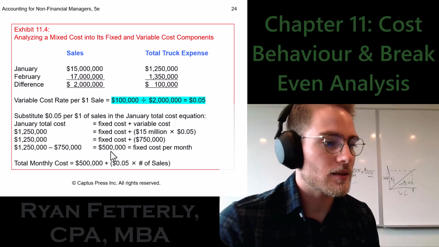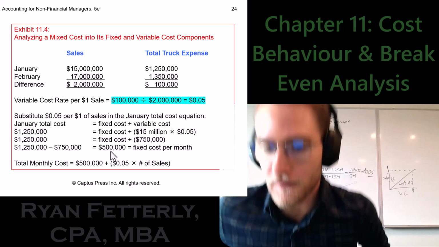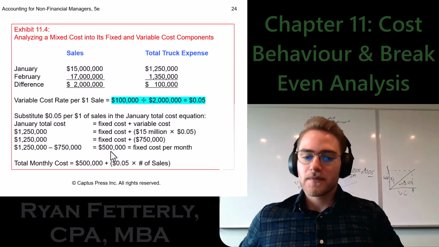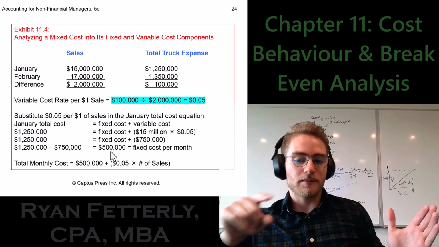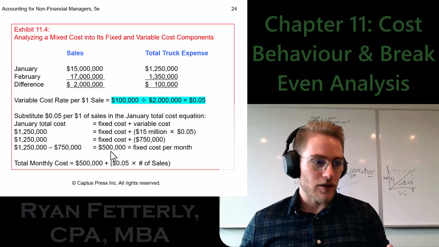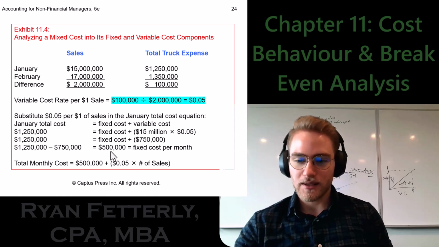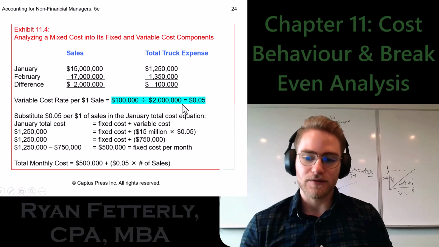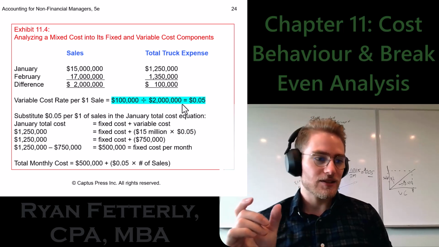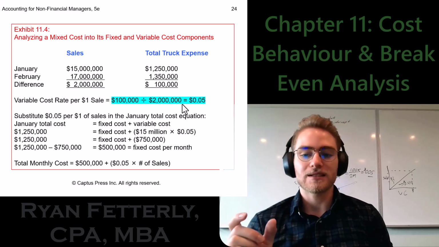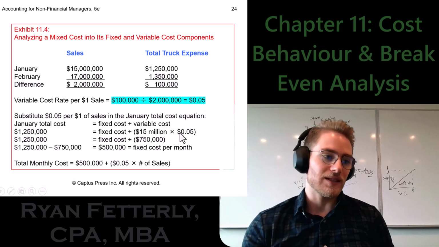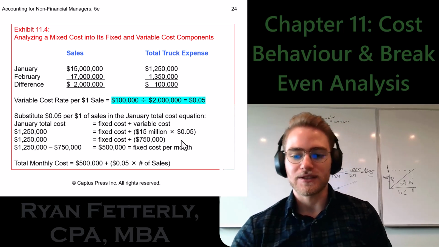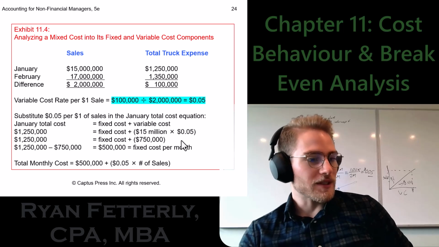But if you want to put that aside and take more of a logical approach, again, total truck expense equals the fixed line plus the variable line. We can calculate our variable costs using the rate that we calculated: the 100,000 divided by the 2 million gets us 5 cents. So we have variable costs of 5 cents per sales dollar. 5 cents multiplied by the 15 million gets us a total of 750,000 in variable costs on the truck. And then by process of elimination, total cost minus the variable cost gets us the fixed cost of 500,000. Hopefully this made sense.